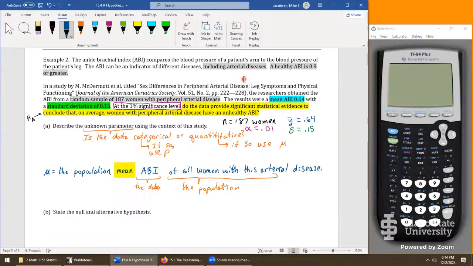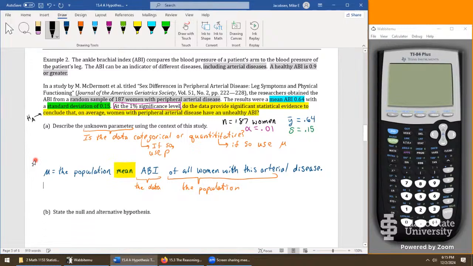That's really a formatting, stylistic choice, but it's okay to say this arterial disease because we're only talking about one of them in this problem. So there's no ambiguity in saying it like that. And if you're talking to people about this problem, that's probably how you would say it as well. You wouldn't say peripheral arterial disease every single time it came up. You would only really specify that when you're writing up the context. So we have described the unknown parameter.